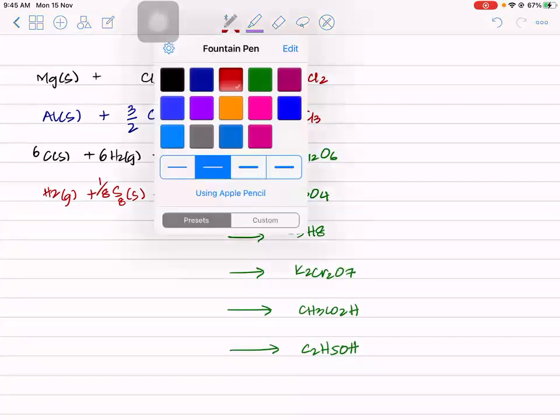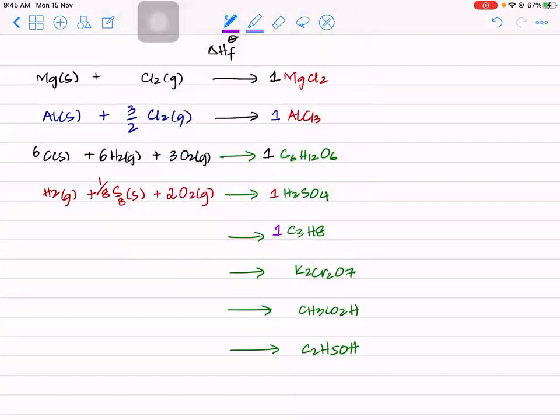C3H8. How many moles should be formed of C3H8? 1. Made up of what? Carbon, solid, hydrogen, gas. 3 carbons here, put a 3 here. 4 hydrogen here, that will give you 8. Clear?